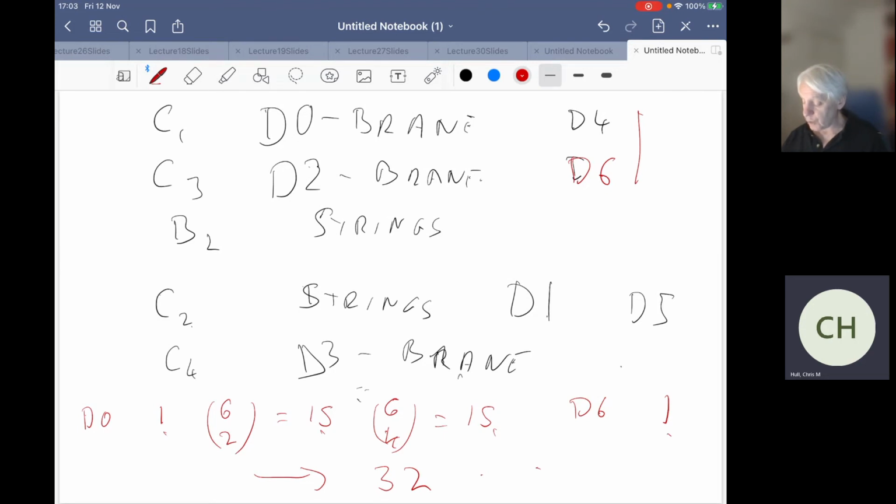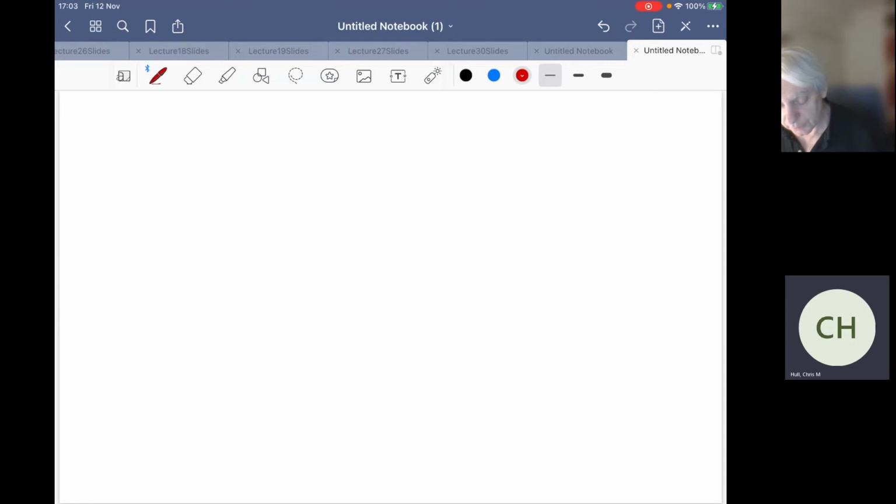And you can also check that for the 2B picture, you can understand it from the D1, the D5, and the D3 branes wrapped on the 6 torus. So in that way, we understand these charges as arising there.